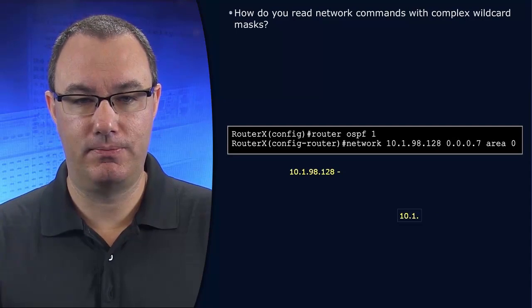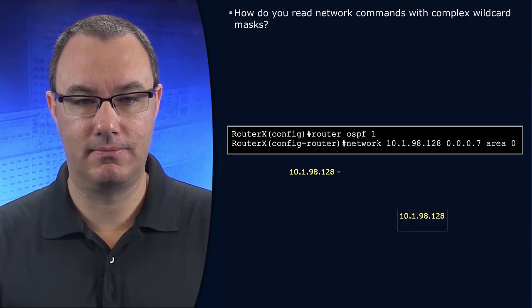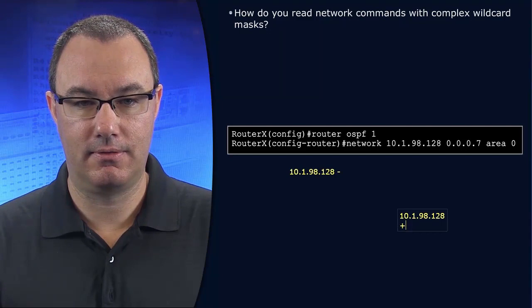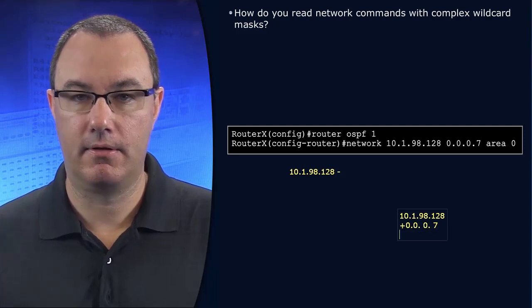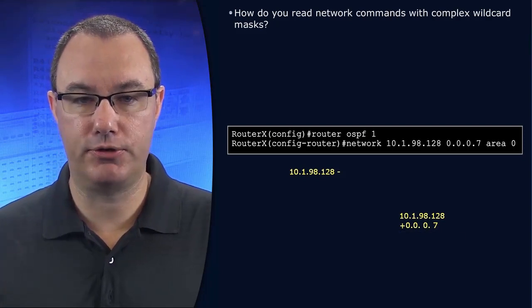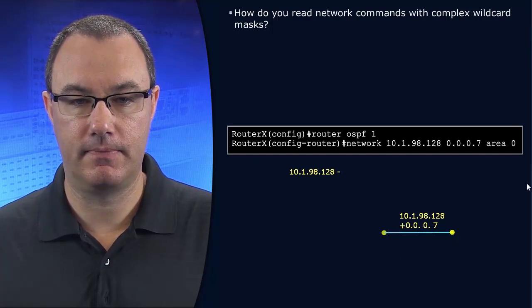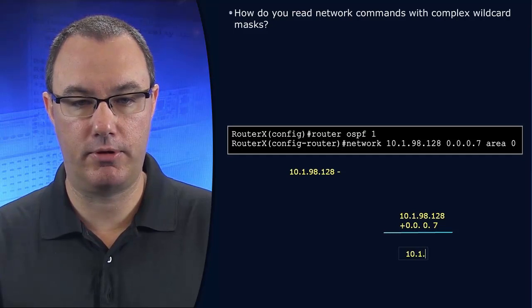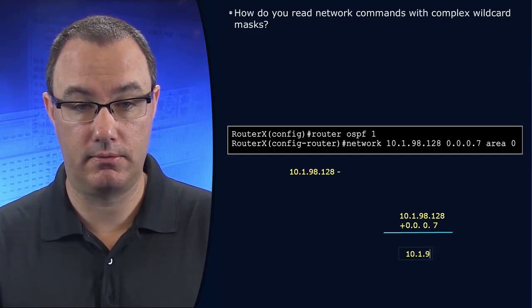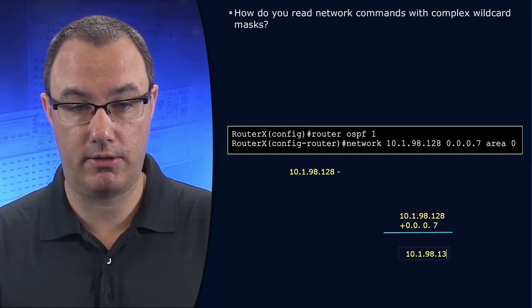We'll add the two. And this will reveal to us the end of the range. The end of the range is 10 plus 1 plus, or 10.1.0.98, all the way through 135.